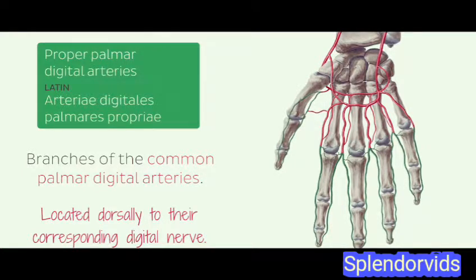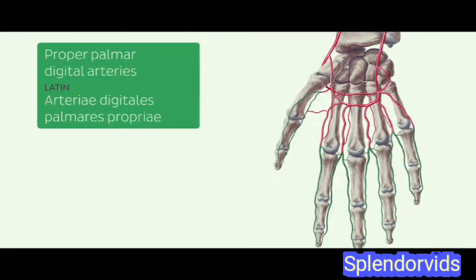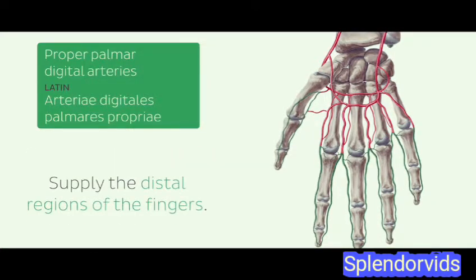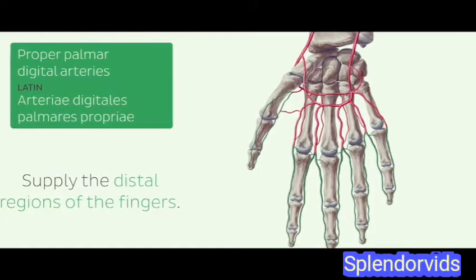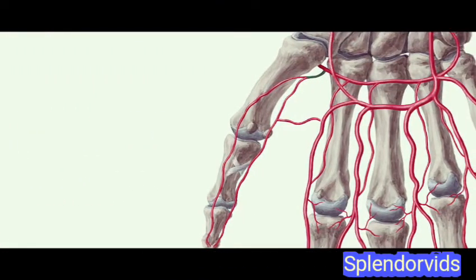Also important to add about the proper palmar digital arteries is that they supply the distal regions of your fingers and end freely within the tissue of the fingertips, and additionally give off small branches to the dorsum of the fingers.